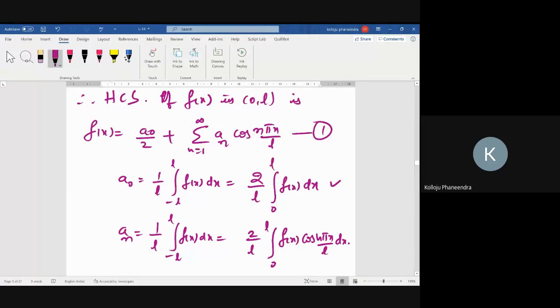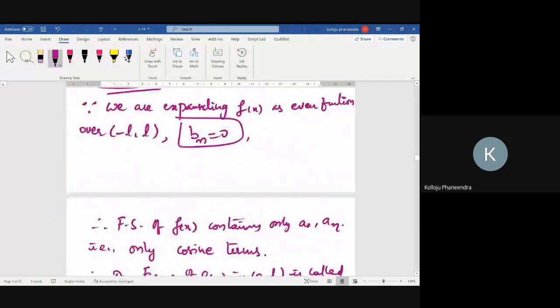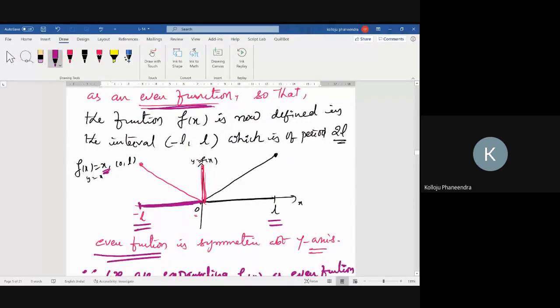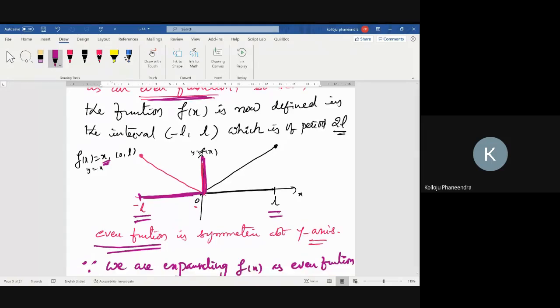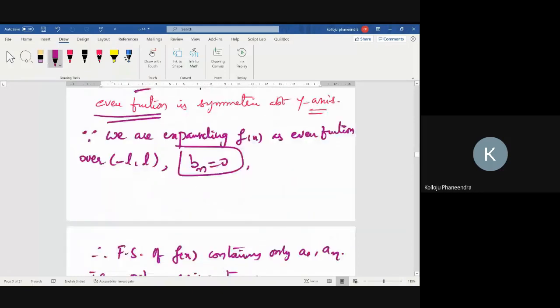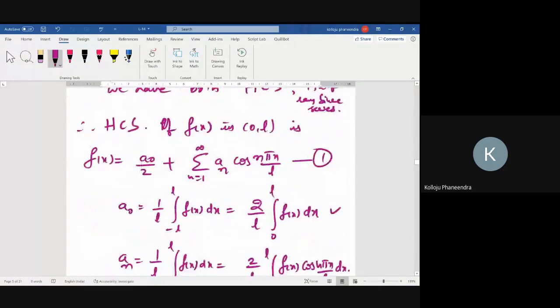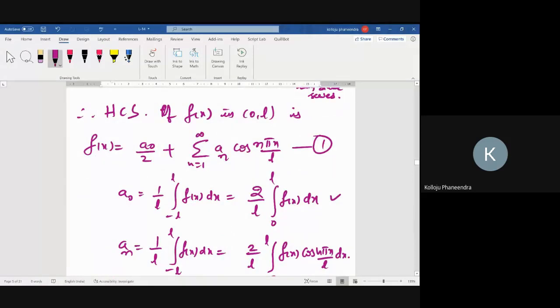Clearly, in short, if the Fourier series of f of x is required in the interval 0 to L, it is not possible directly. So, to get the period as 2L, we are extending the function f of x in minus L to 0 as an even function, which is symmetric about the y-axis. Then our interval becomes minus L to L completely, which is of period 2L. Then it is possible to expand the Fourier series of f of x. Even function means bn is 0, so the remaining coefficients are a0 and an. So the Fourier series becomes this and this.